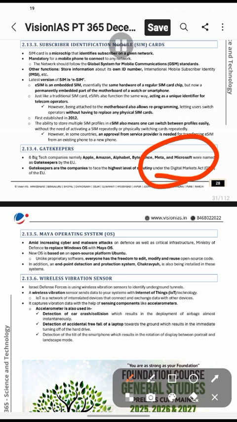Okay, now the Maya operating system, in view of increasing cyber and malware attacks. So there is a Maya operating system. It allows editing, modifying, reuse, and endpoint detection, with the Chakravyuh system.